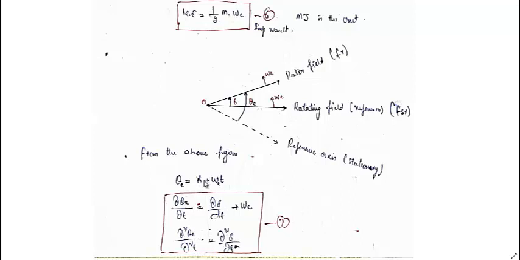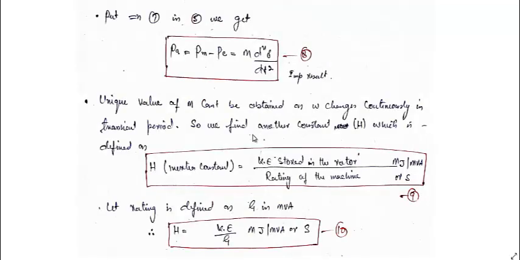So actually I want to replace this theta e by this delta, that is the angle between the two rotating fields, not the angle of the rotating field with respect to the stationary axis. Now put this equation in this, that means we have to replace this, because del square theta e by del t square is equal to del square delta by del t square. This pa is equal to pm minus pe, that is equal to m del square delta by del t square. This is actually the same equation.